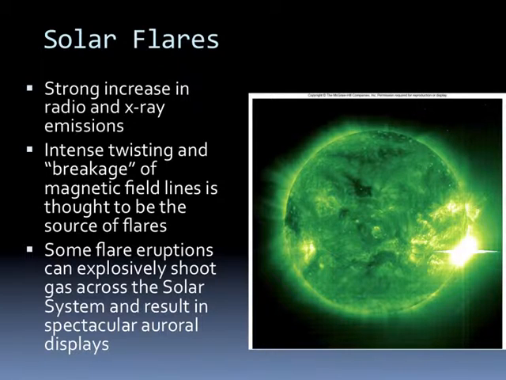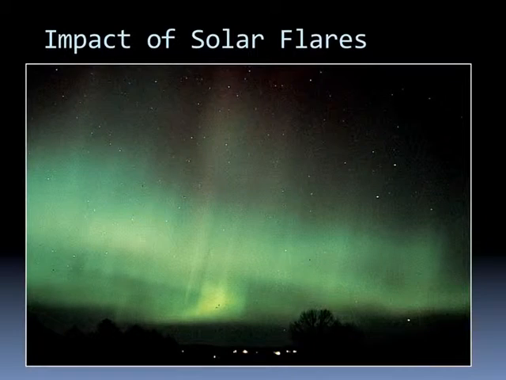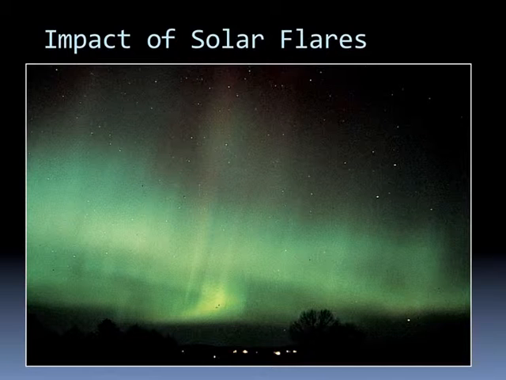Now, some flare eruptions can explosively shoot gas across the solar system, and actually, when there are solar flares, we know that a few days later we're going to have some very good auroral displays on all the planets, including the Earth. So the impact of a solar flare on the Earth is generally, as we see here, the northern lights. Now these solar flares can be very intense, and they can create enough of an effect here on Earth that they can actually cause blackouts.